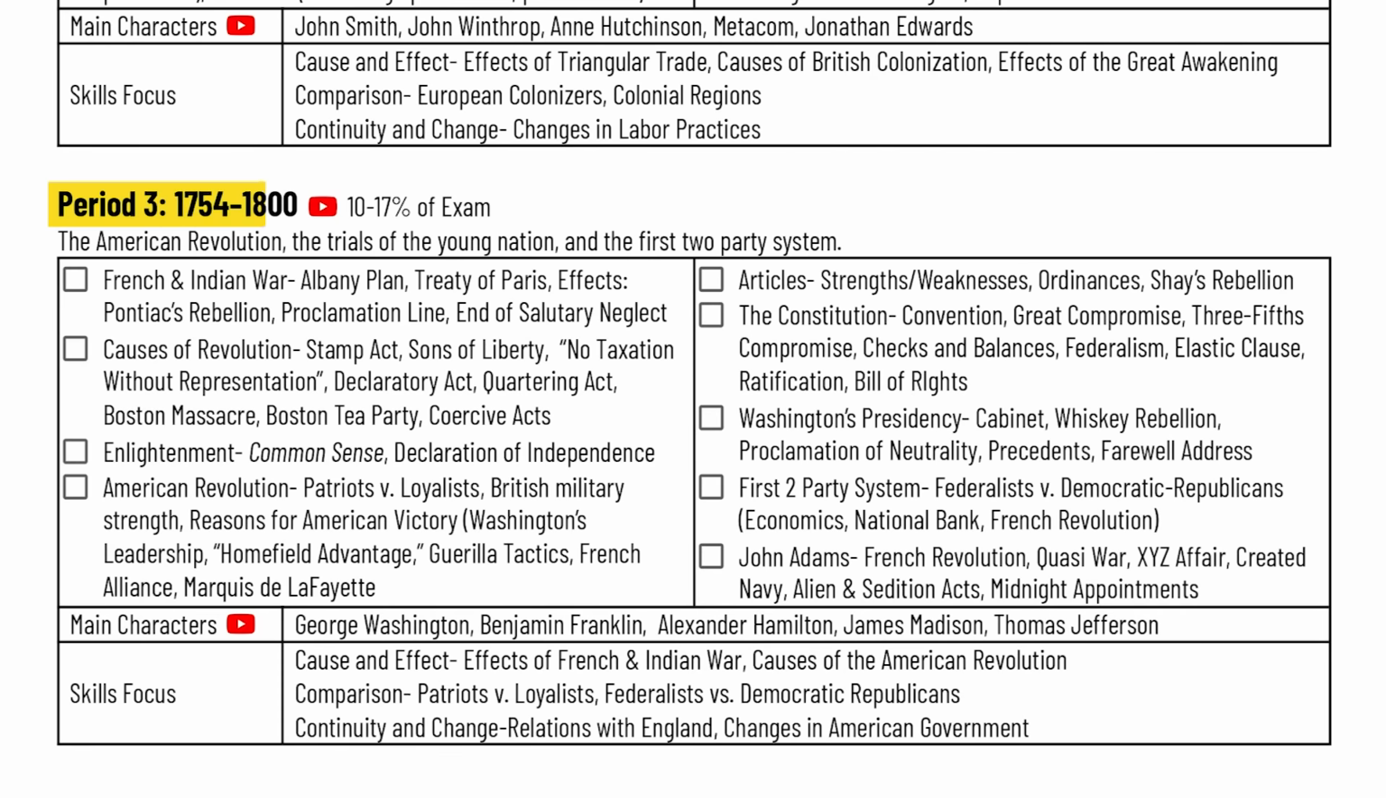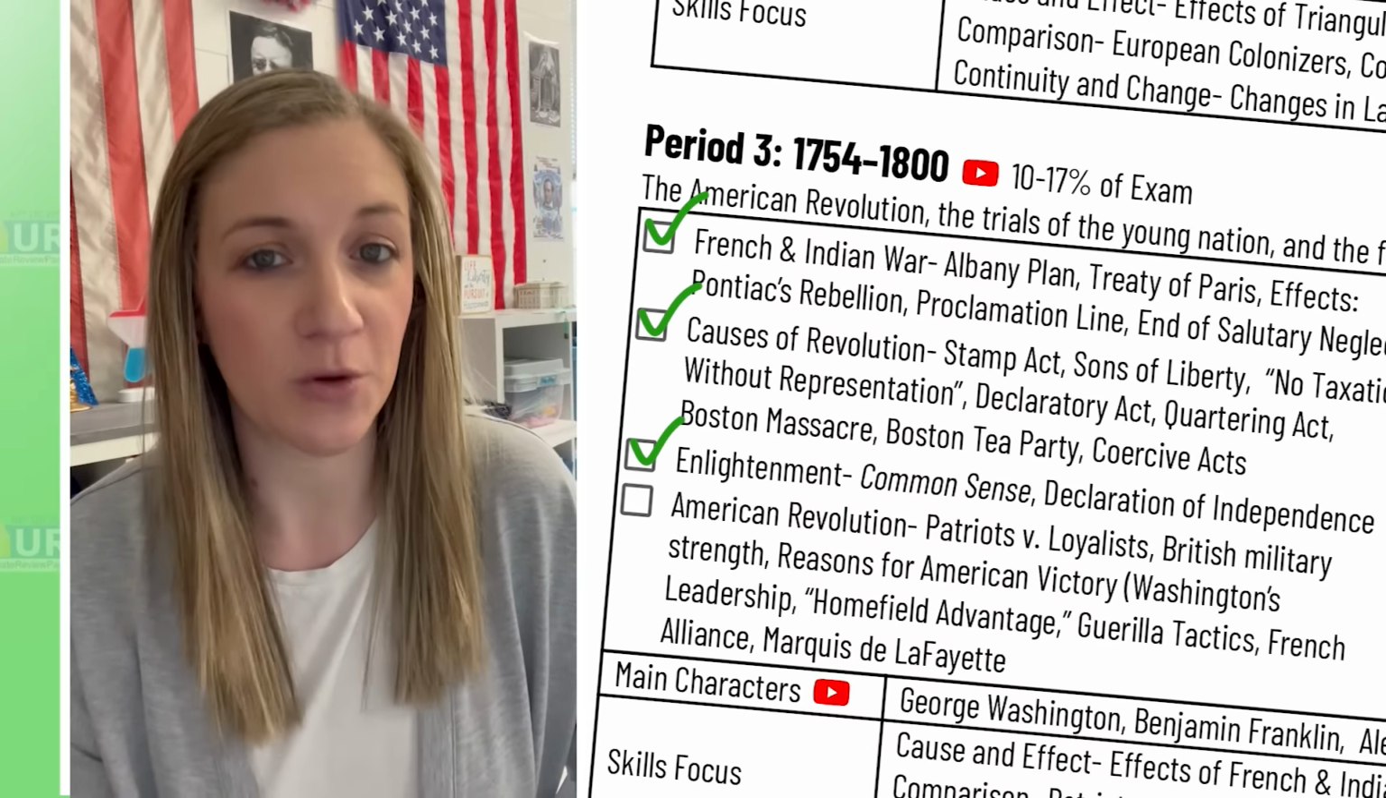Right now, go through period 3. Circle the people, events, and vocab that you don't quite remember so you know what you need to study. Then once you're confident you know that topic, you can check it off and move to the next one.